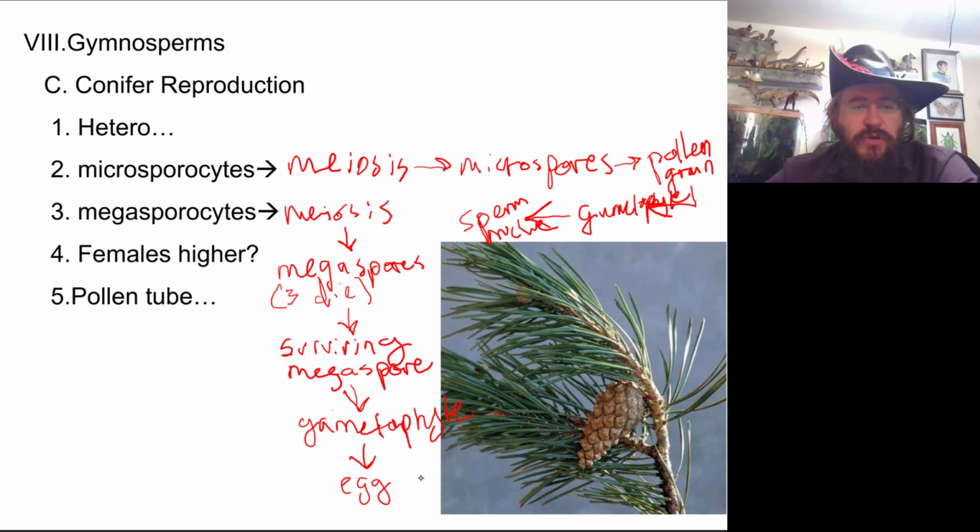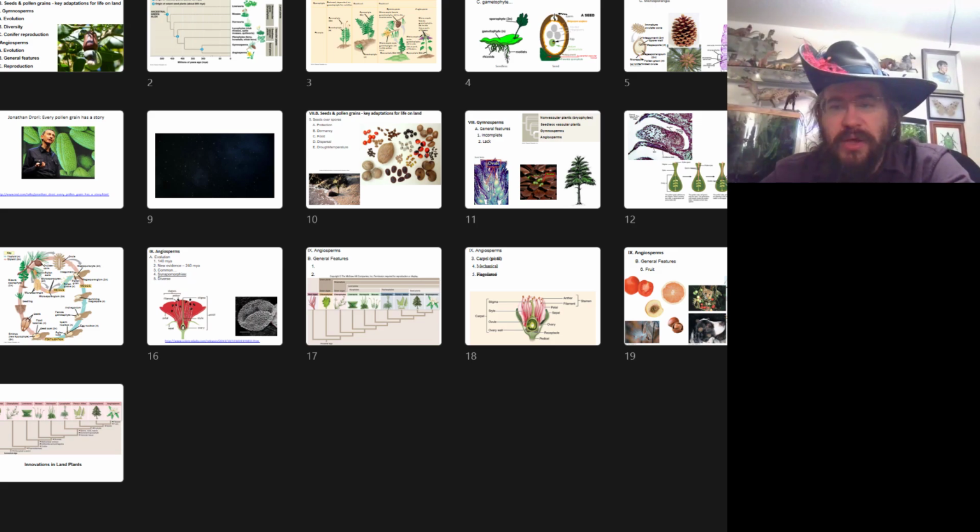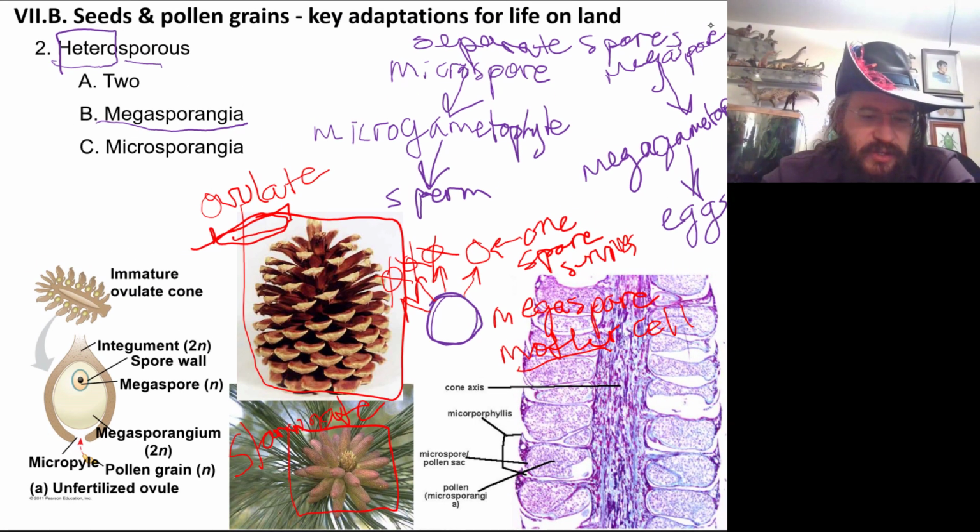Both of these are going to be produced inside cones. This is an ovulate cone. Again, when you hear pine cone, think ovulate cone. The staminate cones are that weird papery cone that looks all weird. Here, generally at the very tips of branches, which makes sense.